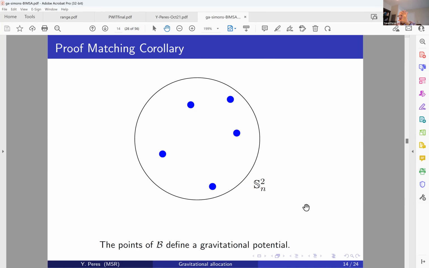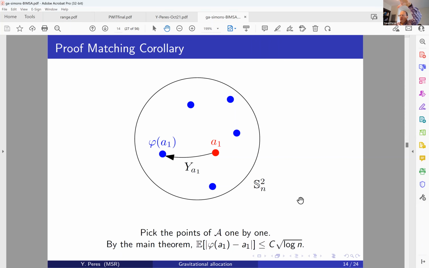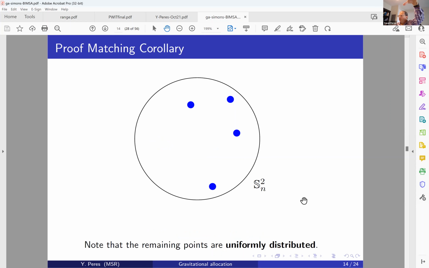So it means when I look at these blue points, before I put the first red point, the chance of each blue point to be matched is the same. If I start with n uniform points, and then after I put A1 and match it, now I have n minus 1 uniform points, because if I take n uniform points and remove 1 at random, I have n minus 1 uniform points. Because the structure is preserved due to this uniformity theorem, we can analyze the iterative process, which is very hard if you were to use Voronoi cells instead of this gravity.